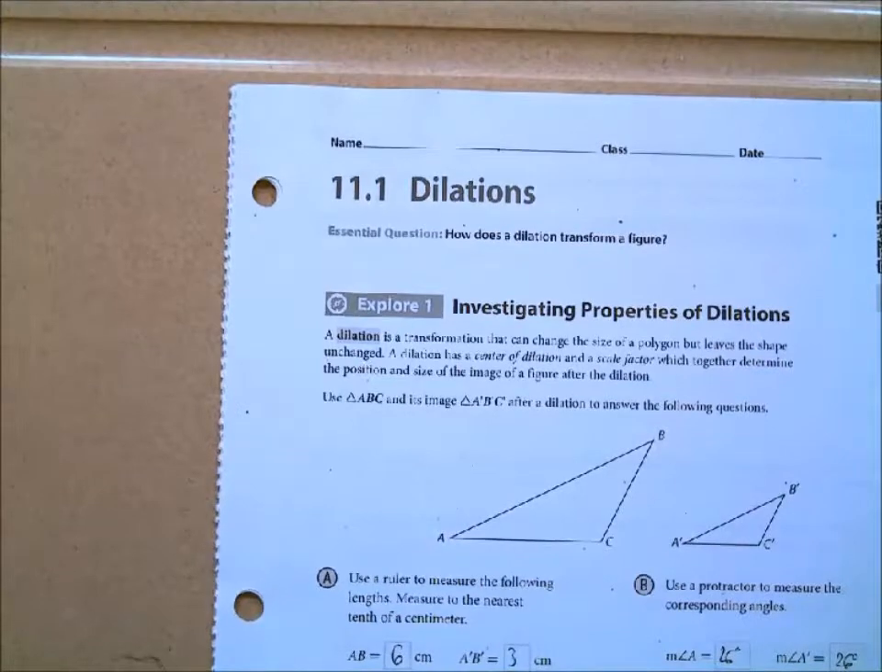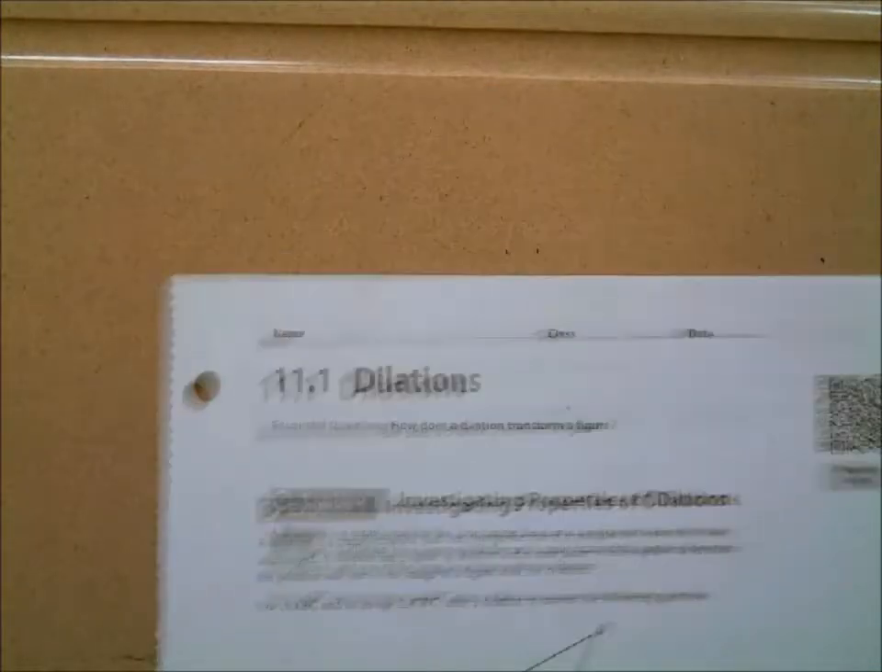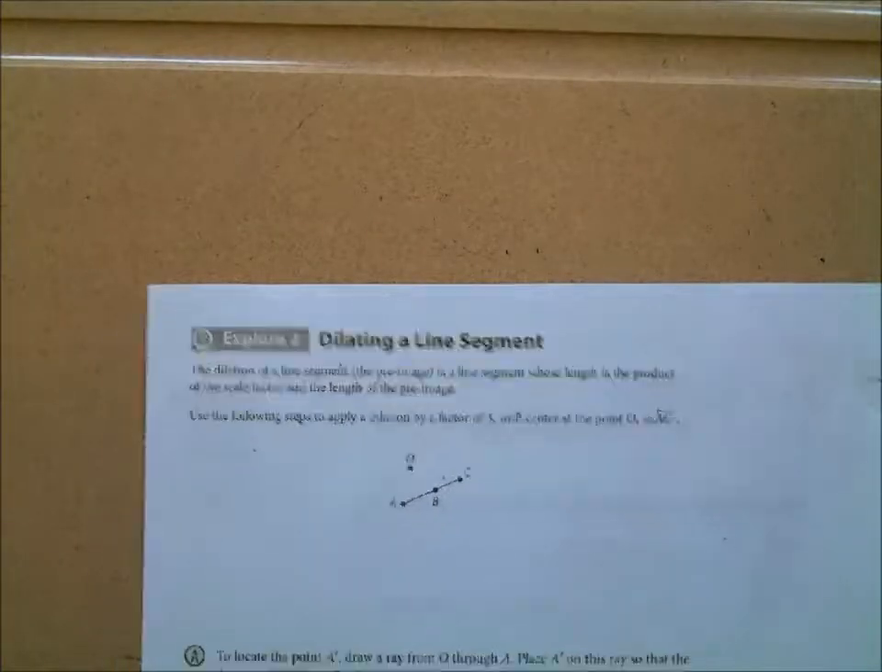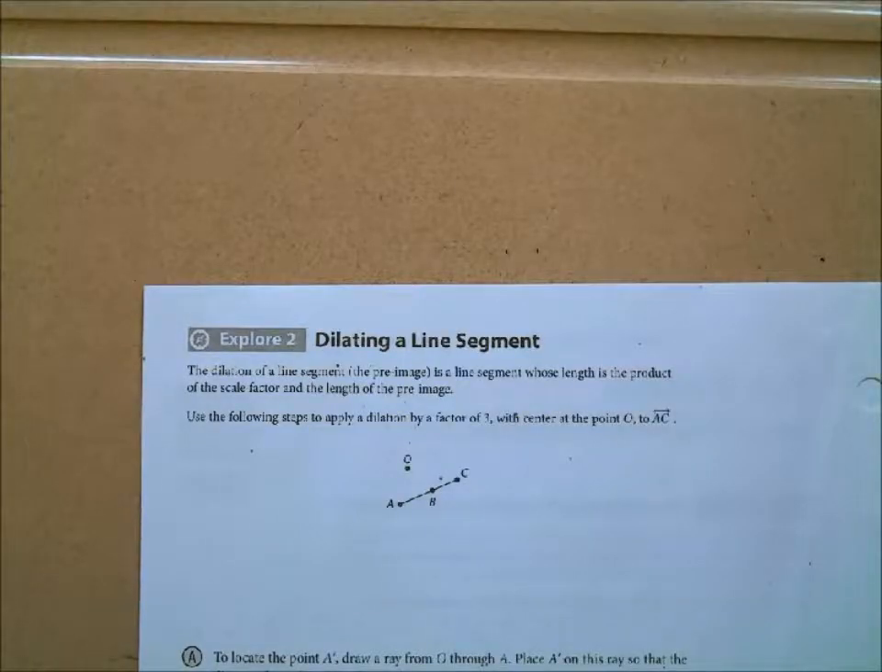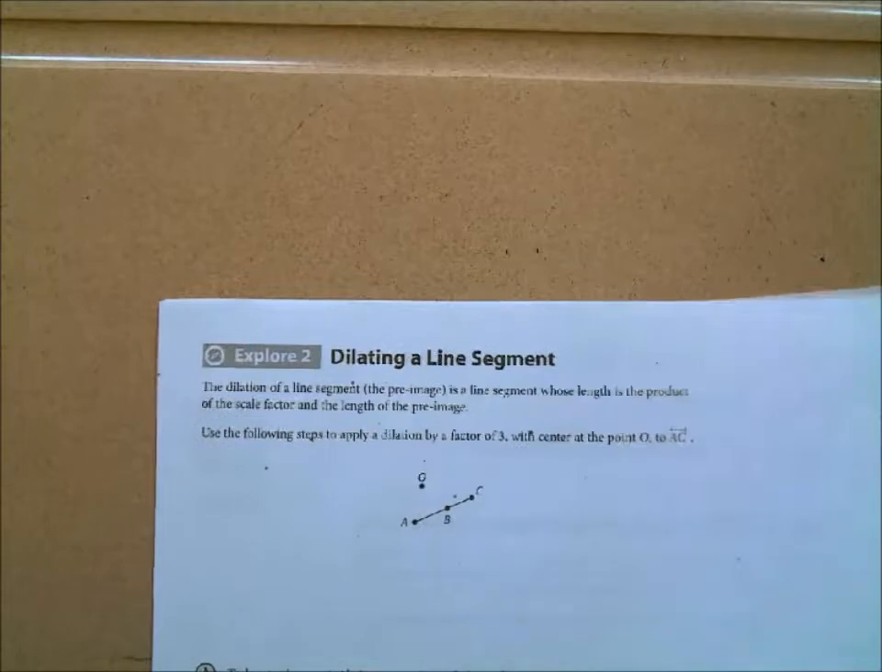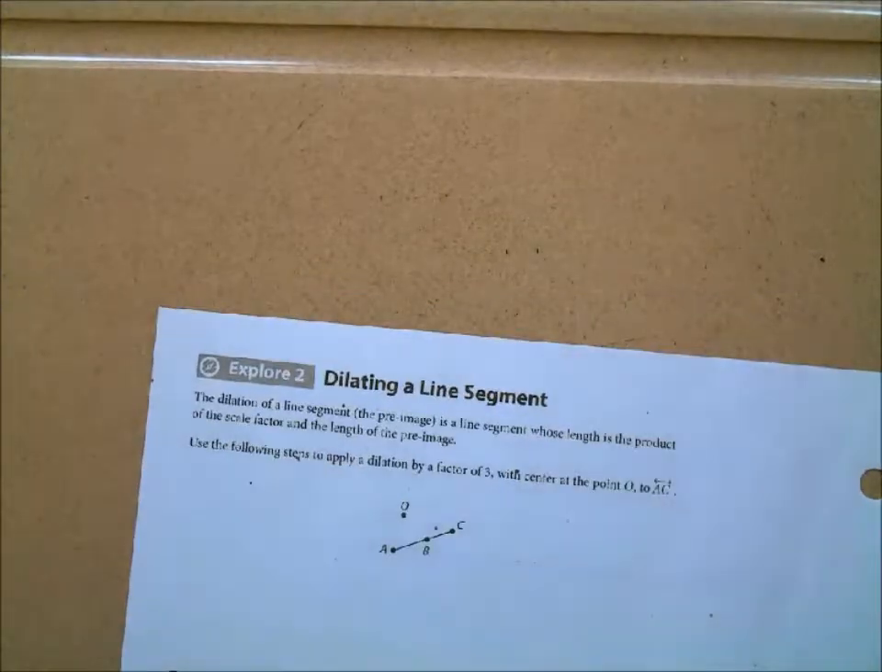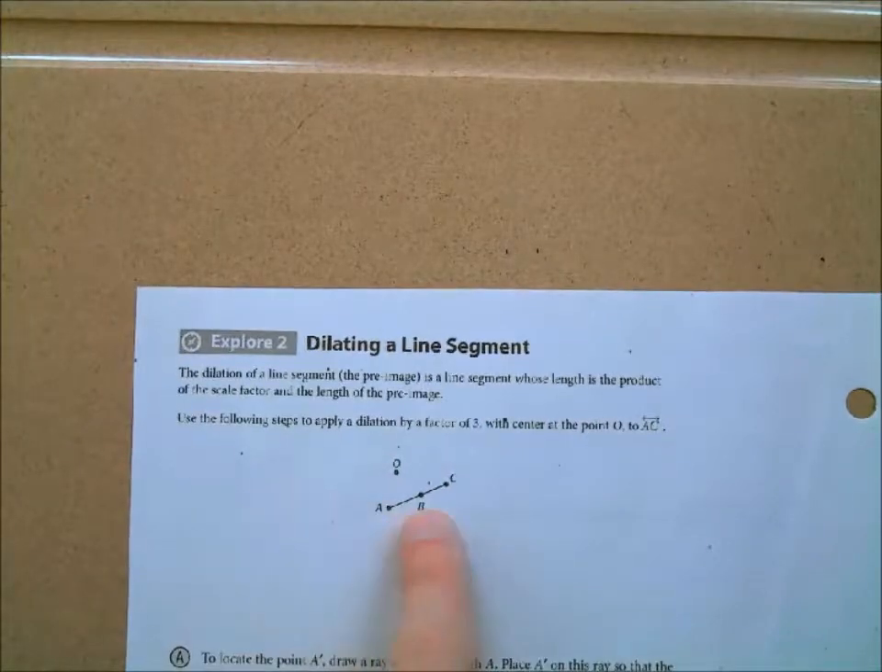All right, we're going to do a dilation here, and we're not going to use a compass. We're going to do what I would call a construction, I guess. We're just going to use our protractors. We could use a compass here to do this, but we're not going to, just to save some time. All right, so we're going to dilate a line segment here, AC.